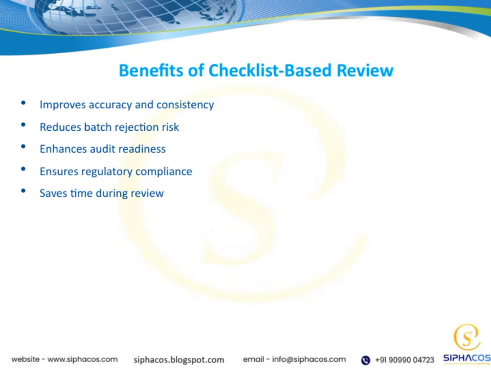Let's talk about the benefits of using a checklist-based review process. First, it really helps improve accuracy and consistency across the board. When everyone follows the same steps, we reduce the chances of missing important details or making errors. This consistency is key to maintaining high quality. Next, it significantly reduces the risk of batch rejection. By catching issues early through a thorough review, we can prevent problems from escalating and ensure our batches meet all necessary standards. It also enhances audit readiness.